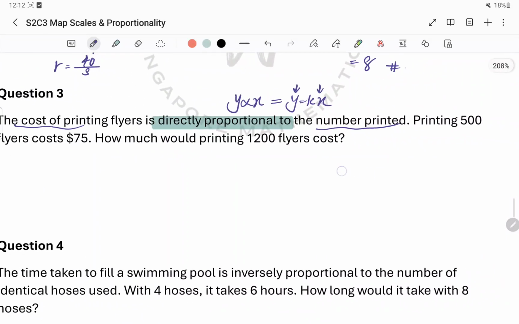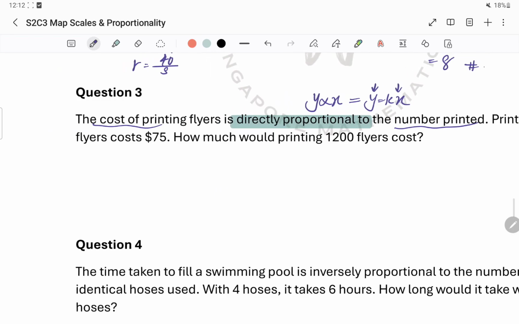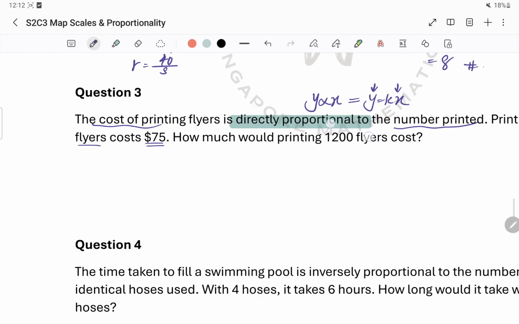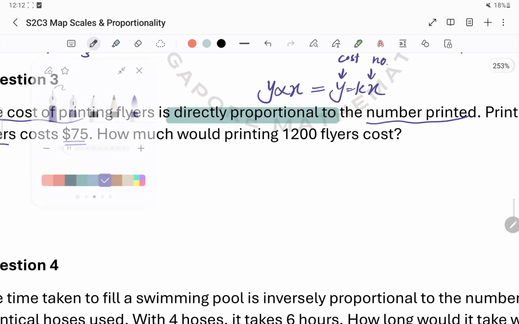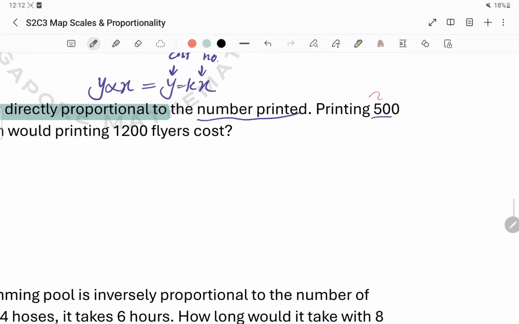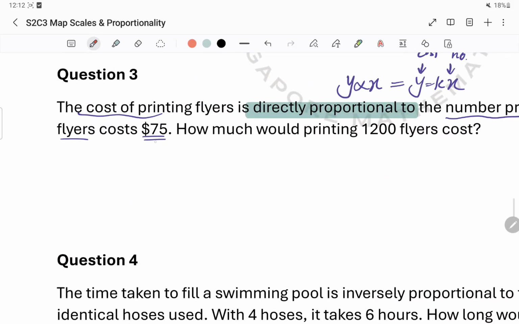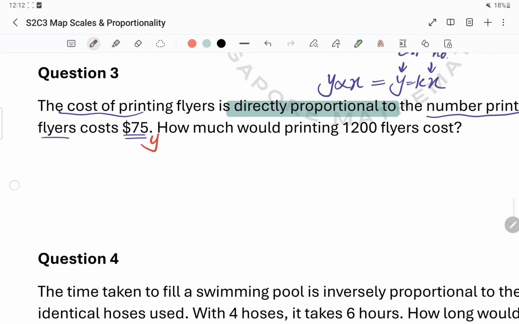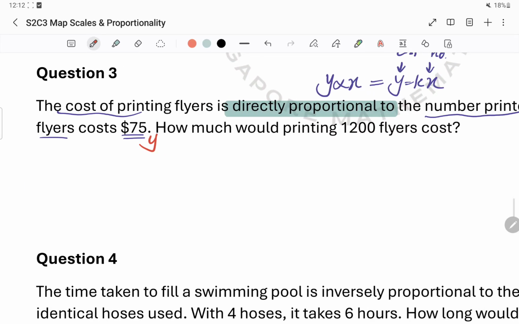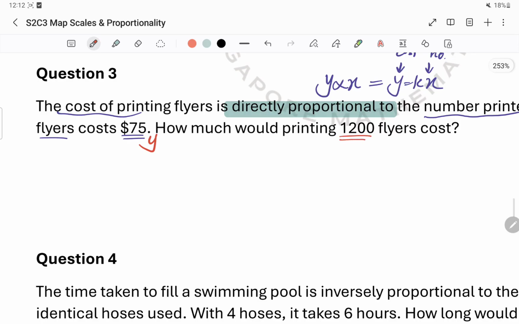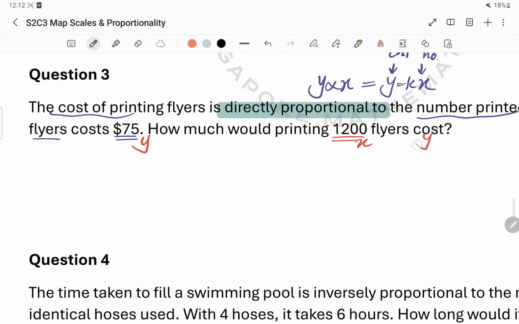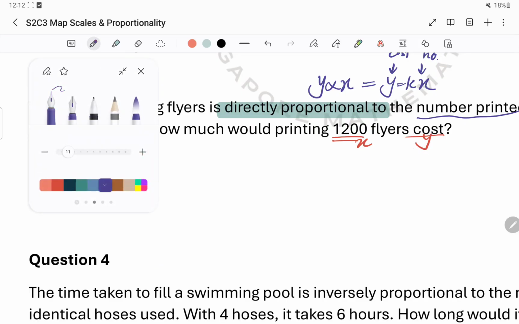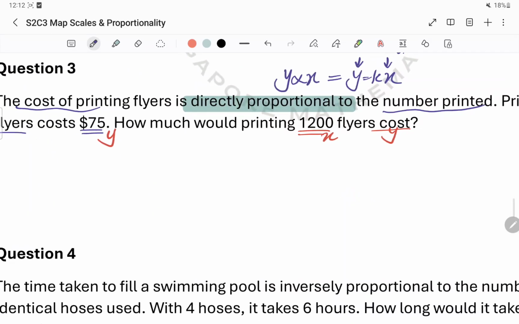Then they say that printing 500 flyers will cost $75. If I know that Y is the cost, X is the number of copies printed. So this means here they give you the value already. You want to print 500, that means this is X. You want to cost $75, this is Y. Okay, so how much would printing 1,200 flyers cost? So this one is the X, and then they want you to find the cost. So it's the same thing actually, we just have to form the formula and then put in the value.